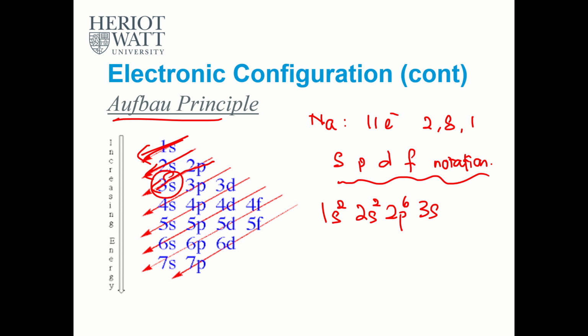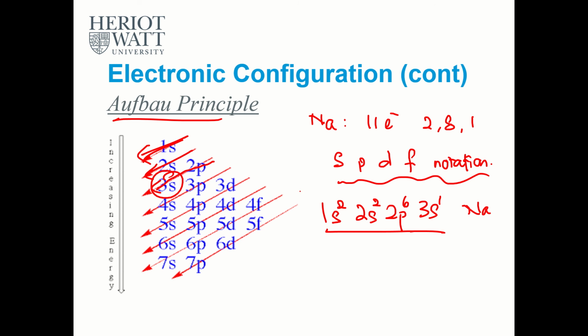Next one is 3s. In the 3s orbital you can put a maximum of 2, but now I only have 1 left. So just put in 3s1. You don't have to fill it up, that's the remaining electron. So this is the electronic configuration in SPDF notation for sodium. There you go. So this is how you write an SPDF notation for a sodium atom. All right. Let me give you another example.